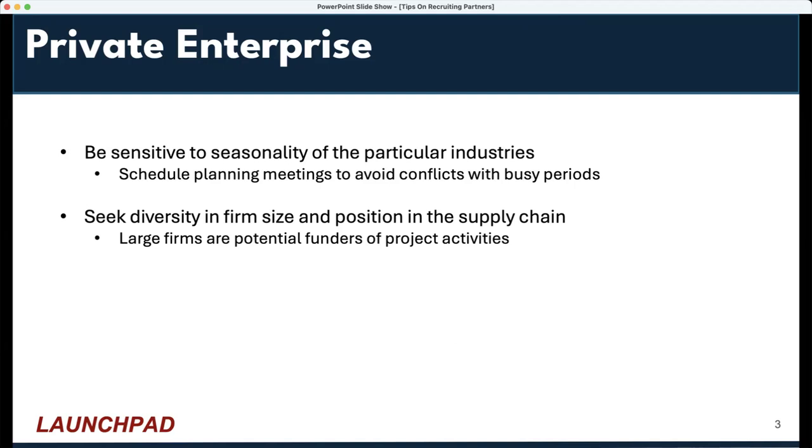And you want to seek diversity in firm size and position along the supply chain. They'll have different perspectives. And by the way, the large firms are important as potential funders of project activities. You want to be sure to engage ones whose leaders are active in industry organizations and so forth.